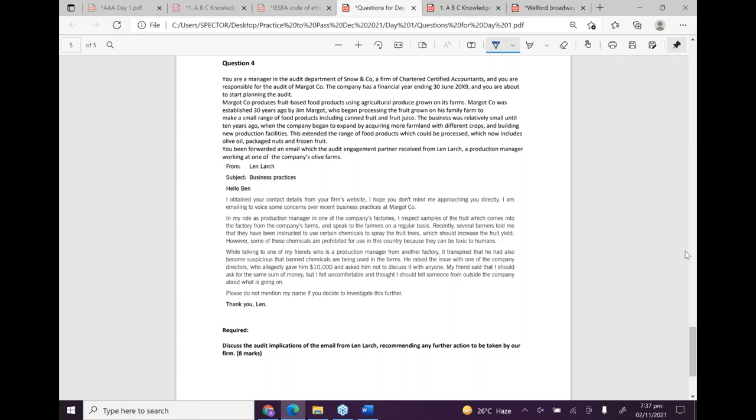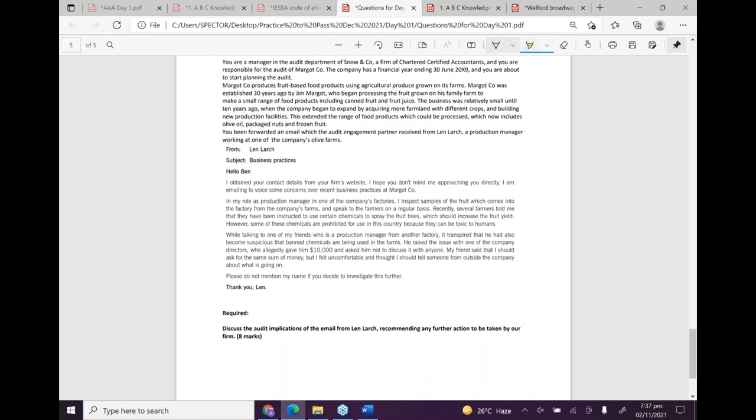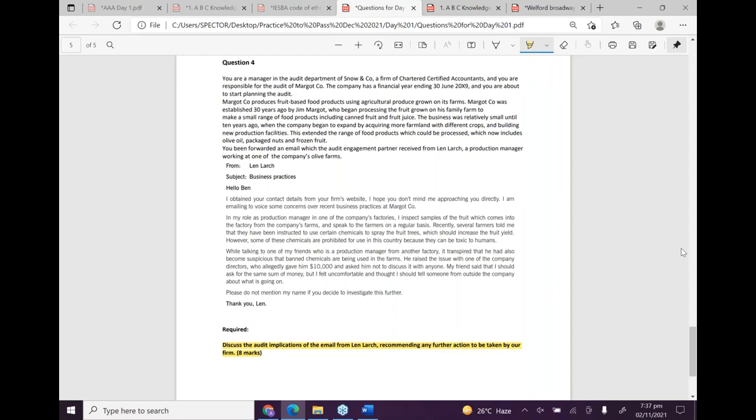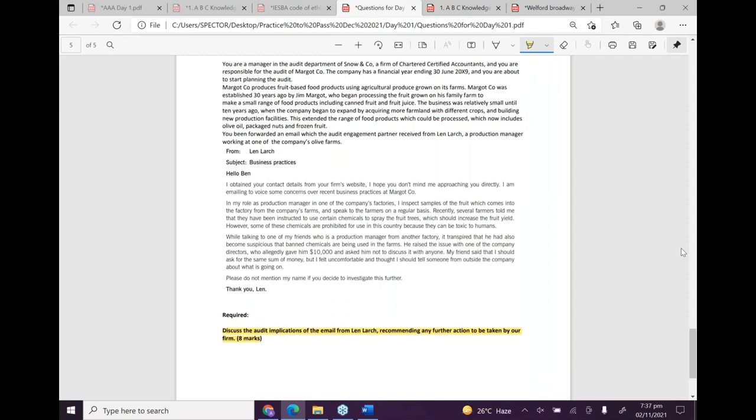All right, guys. So read the requirement. In this exam attempt, discuss the audit implications of the email from Len and recommend any further actions to be taken, 8 marks. Let's see how many marks you can get. If you were listening to me in the first 1 hour, you should be able to come up with this answer.